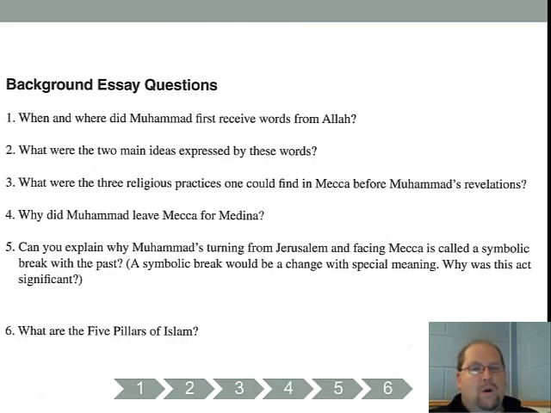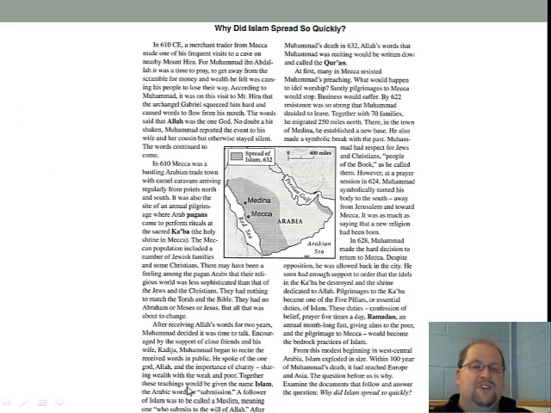Number 2, what were the 2 main ideas expressed by these words? If you recall, the Archangel Gabriel came up, found, and spoke to Muhammad, and gave him some ideas. Two of these ideas that are the primary focus of the religion are found in the 3rd paragraph at the bottom, which talks specifically about the one God, Allah, and the importance of charity, or sharing the wealth with the weak and the poor.